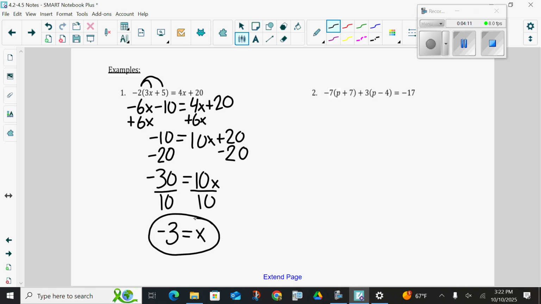I want you to try solving number 2 on your own. For number 2, we're going to have to distribute twice, so make sure you distribute first and then combine like terms. Take a second, pause this video for about 1.5 minutes and solve number 2.